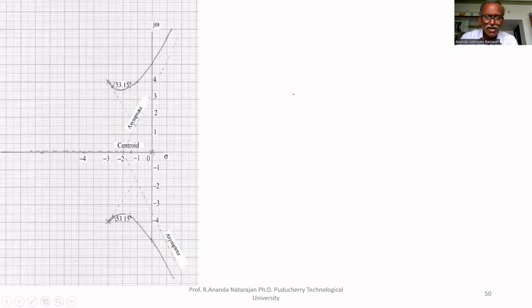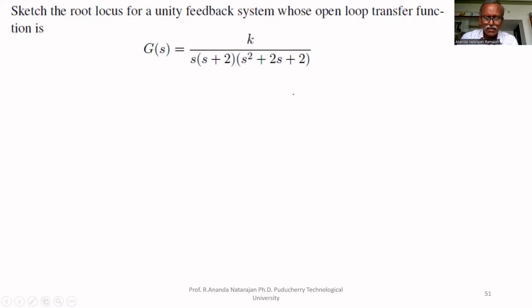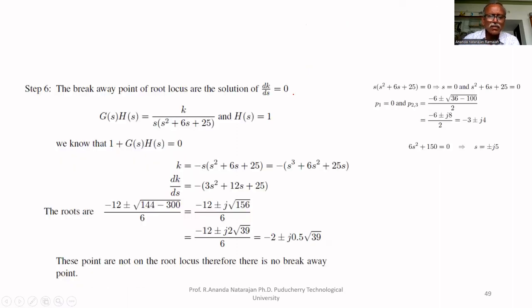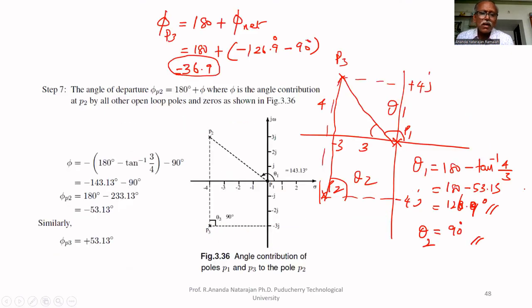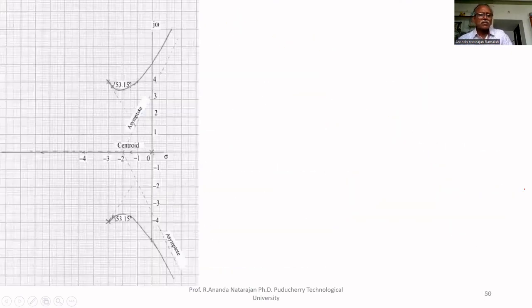If you find dK by ds, you will get the roots minus 2 plus or minus j0.5 root 39. They are not on the root locus. It is obvious, no need to find that, but if you find it, it will give the roots which are not on the root locus. So this is the root locus.